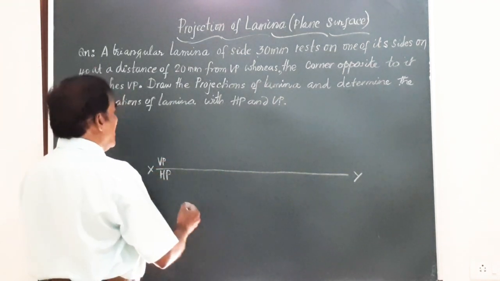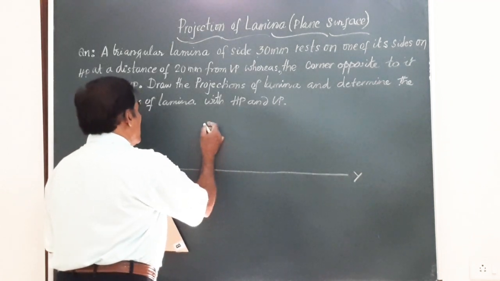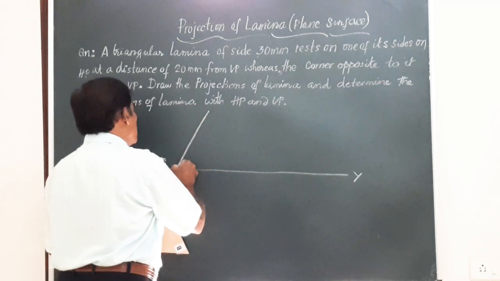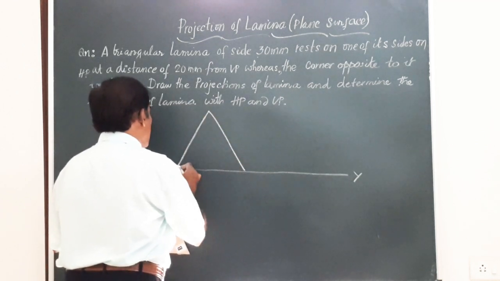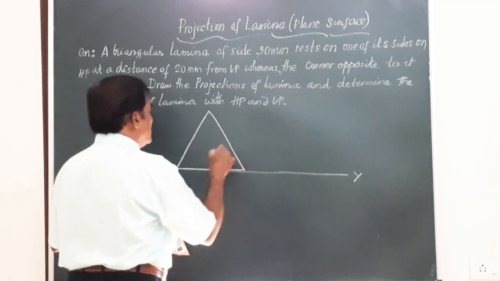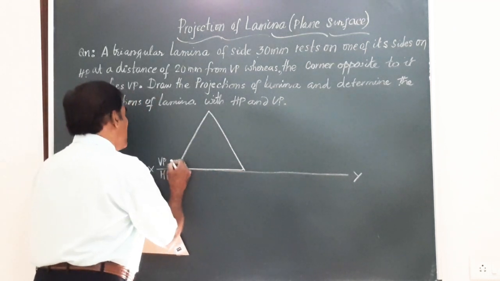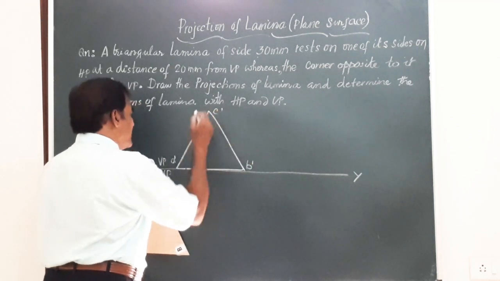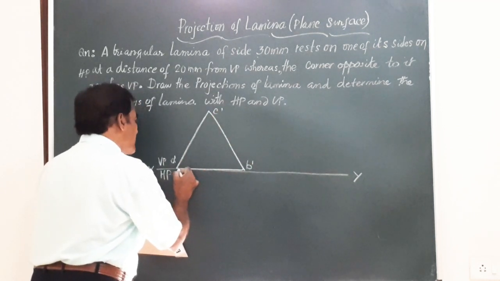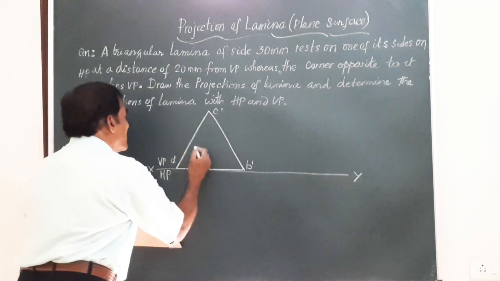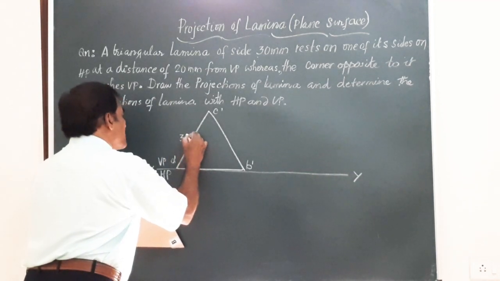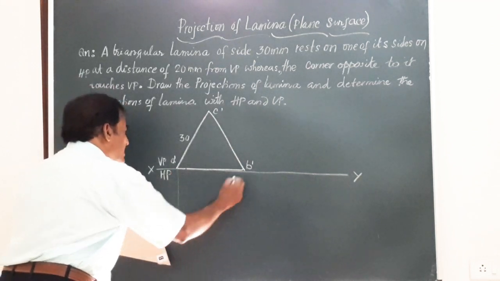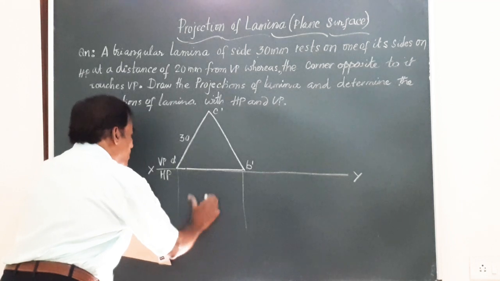So, friends, I will just take this and mark a triangle in the front view. A triangle is what you are going to get. Let me mark it as A dash, B dash and C dash. Each side is measuring 30 mm. Friends, I will just mark it as 30 here. This is 30, this is also 30. I draw some vertical lines from there, and I have to get the top view of the lamina.